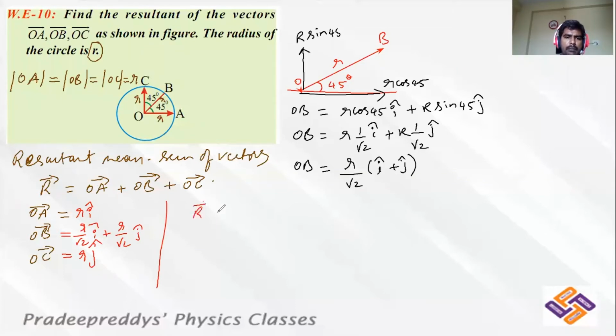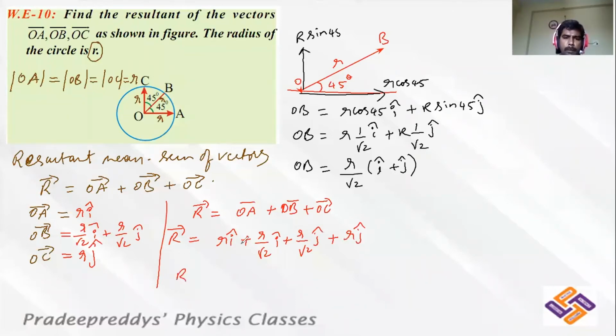I should now find out this R bar. R bar is equal to OA bar plus OB bar plus OC bar. So R bar is equal to, what is OA? R i cap plus, what is OB? R by root 2 i cap plus R by root 2 j cap plus, what is OC? It is R j cap. Now simply you can write R bar is equal to R, I can take it common. It is 1 plus 1 by root 2 i cap plus.